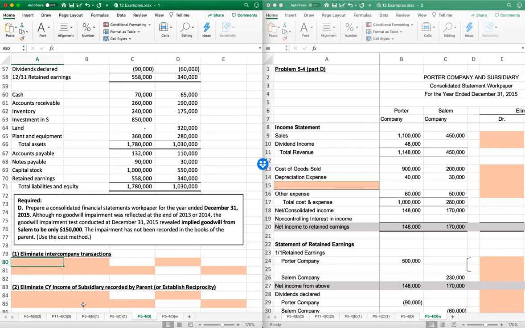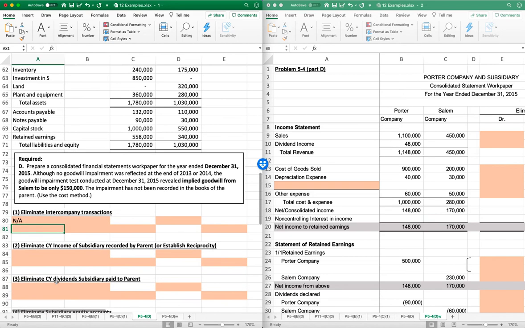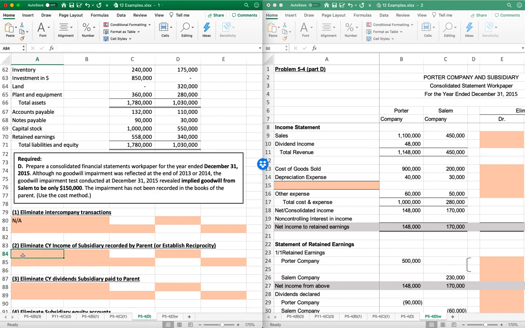Okay, so again, just like when we were doing this one before, we still have no intercompany transactions. So we would need to read through all the material and see if they talk about doing business with themselves. In this case, they don't. Our next one is to eliminate any current year income from the subsidiary recorded by the parent. Since this is the cost method, we know that they didn't do that. That's something that happens during the equity method. We do, however, have to do our entry to establish reciprocity or convert cost to equity.